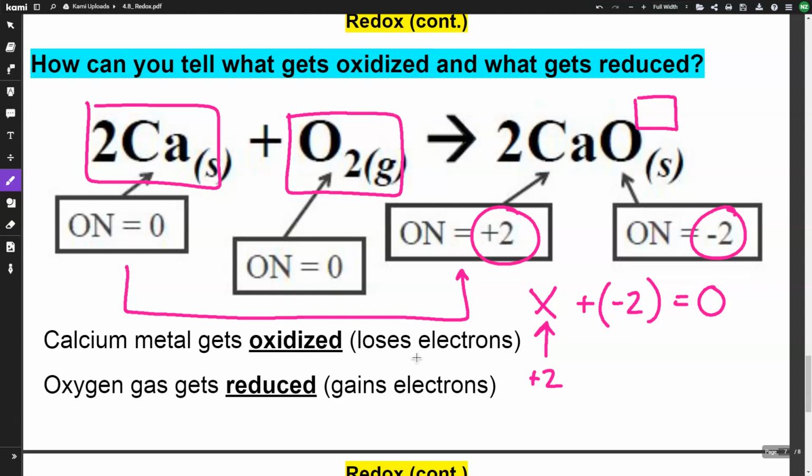In order to go from 0 to +2, you would have to lose electrons. And again, Leo, the lion, says grr. Loss of electrons is oxidized. So in this case, calcium is being oxidized. Oxygen is going from an oxidation number of 0 to -2. In order to go from 0 to -2, you would have to gain electrons. And again, gain of electrons is reduced.